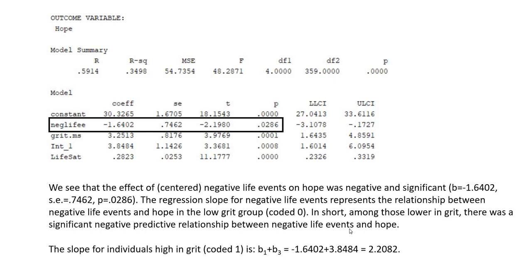So in short, among those lower in grit, there was a significant negative predictive relationship between negative life events and hope. If we want to compute the slope for individuals in the high grit group, which is coded 1, all we would do is take the slope right here for negative life events and add the slope for the interaction term right there, and that's what gets us the slope in the high grit group.